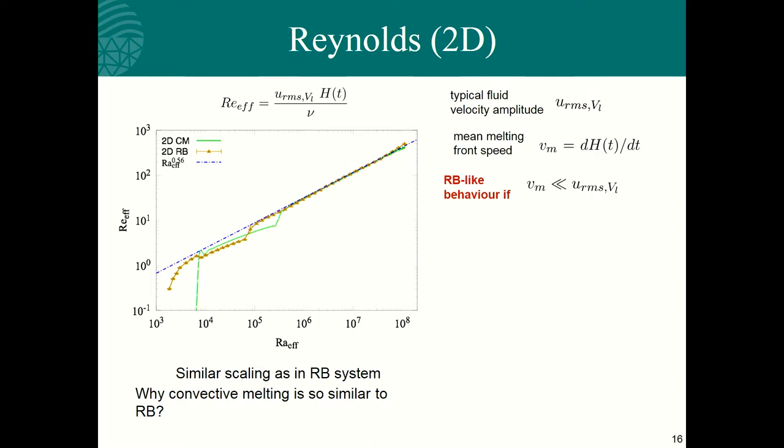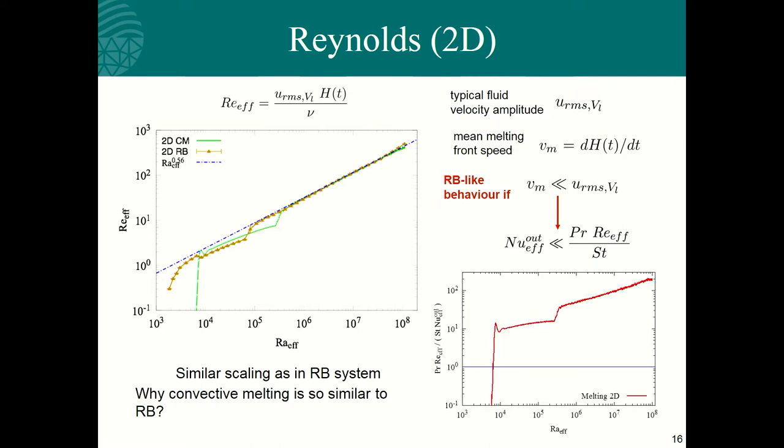If you consider the velocity of the interface as this, if it is much smaller than the average velocity of the liquid in the liquid part, the system has enough flexibility to stabilize and behaves like a Rayleigh-Benard system. From this, we get this inequality. And if we bring Nusselt to the right-hand side and plot it, we see that this parameter is always greater than 1. And at the beginning of convection, it's on the order of 10.